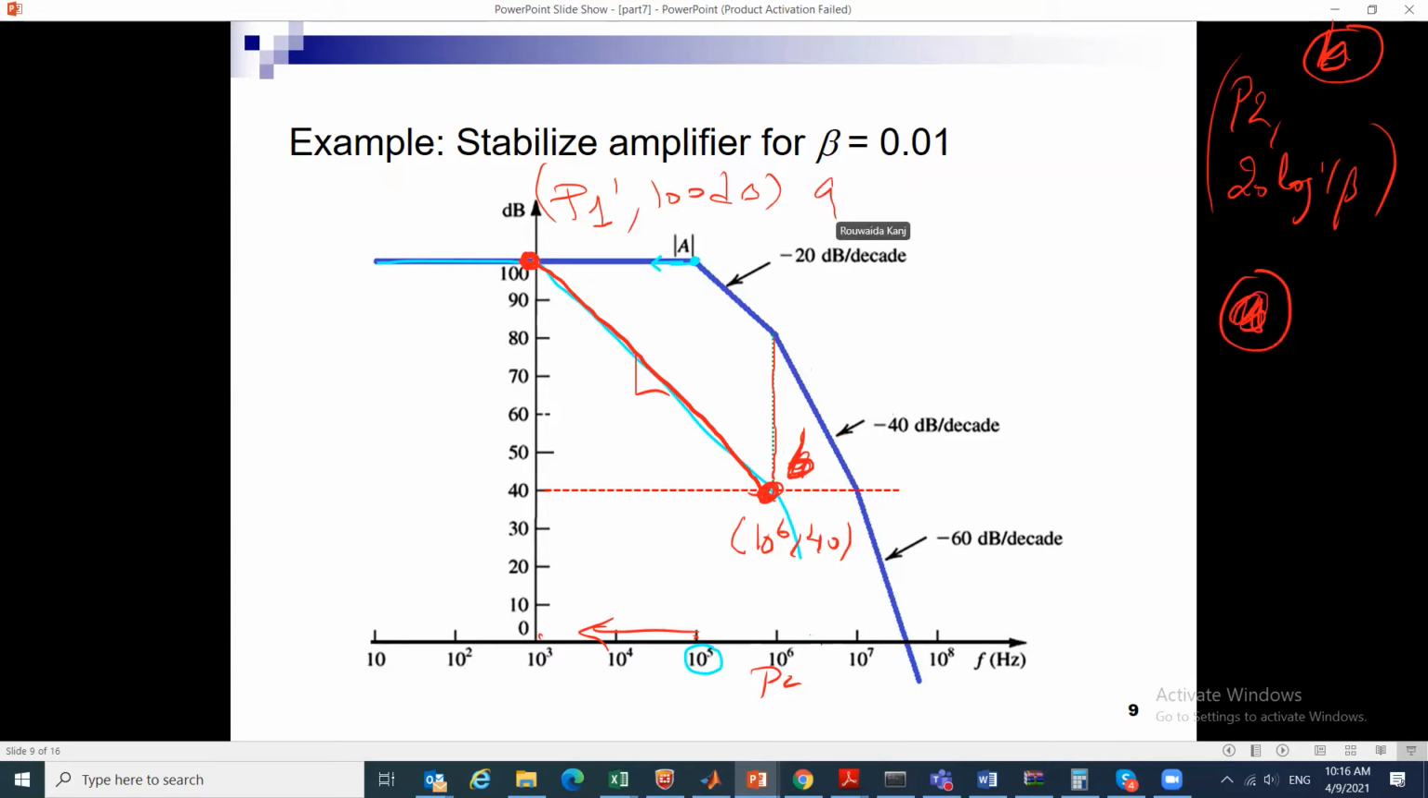This is my point A. Okay. And it is P1, which I don't know what it is, and 100 dBs, which is the low frequency gain. Okay, so P2, I know it, it is 10 to the 6th, right? And 20 log 1 over beta, I know it. And I know the low frequency gain, so I need to find what P1 is. Is this clear?